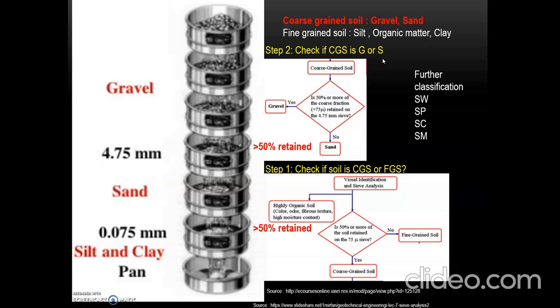So like let us say, after checking out, we get that the coarse-grained soil is sand. We need to further classify sand. It can be either well graded sand, poorly graded sand, clayey sand or silty sand.